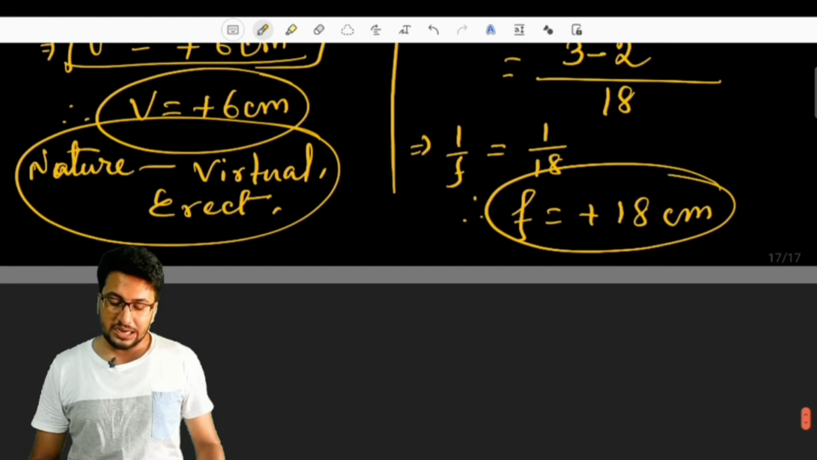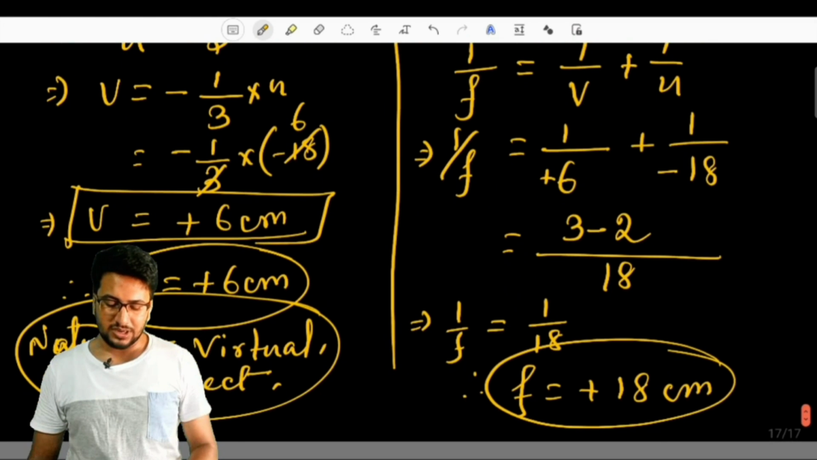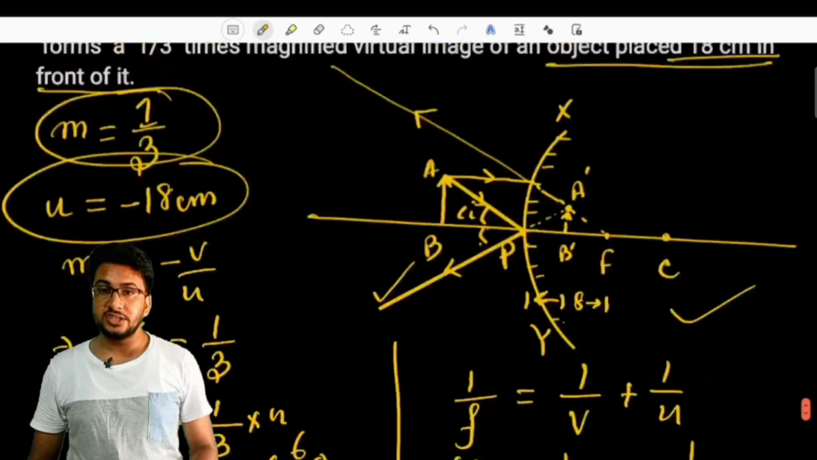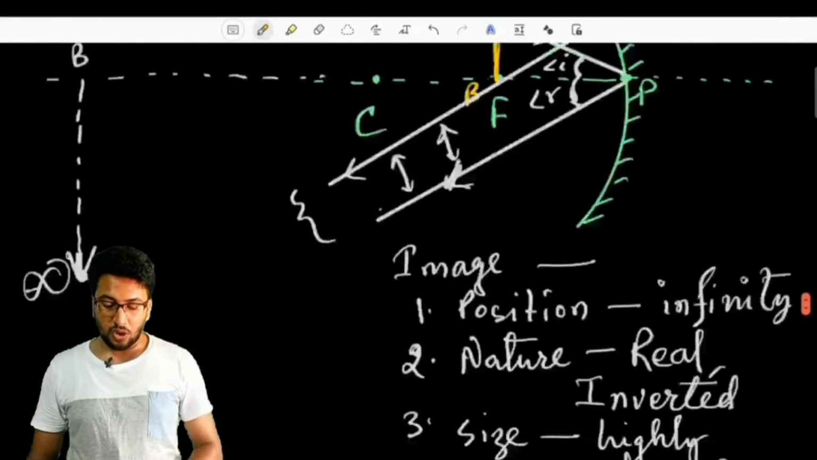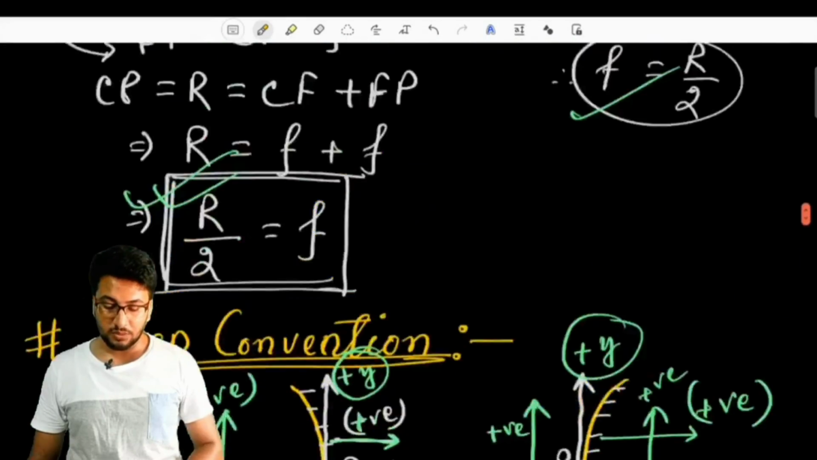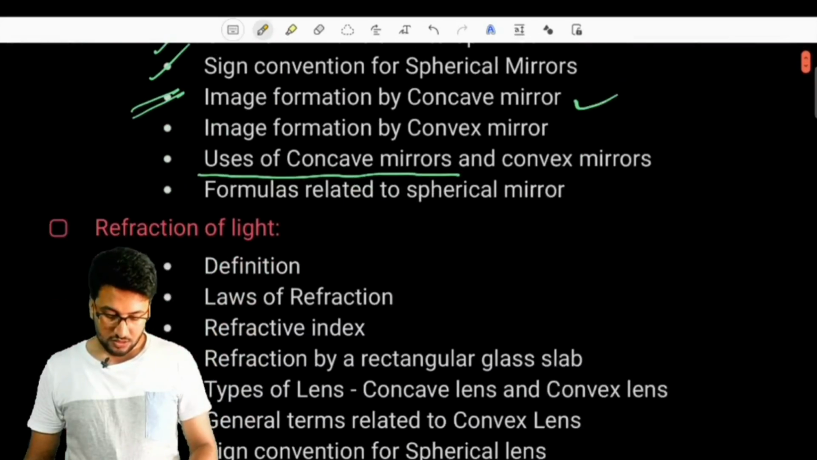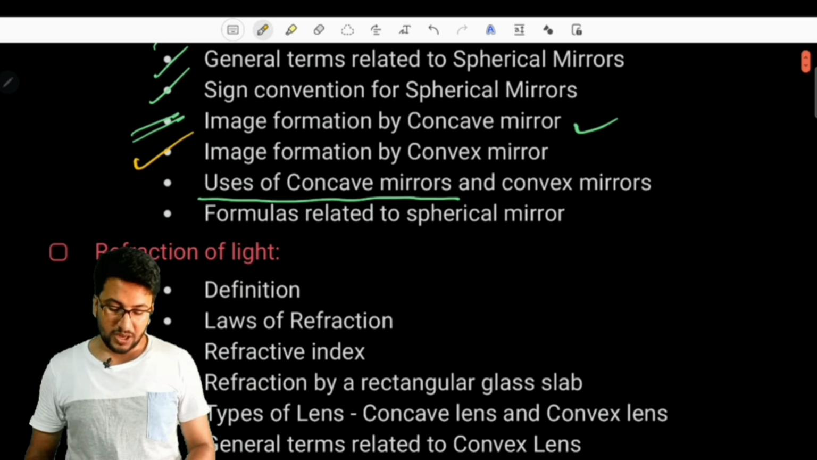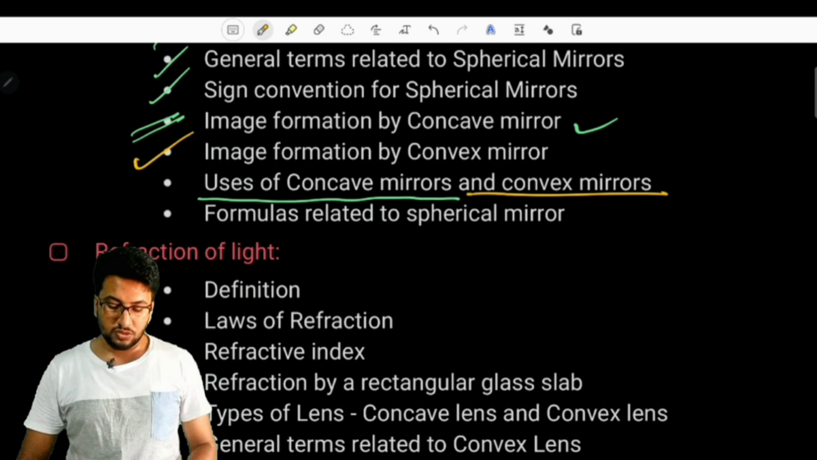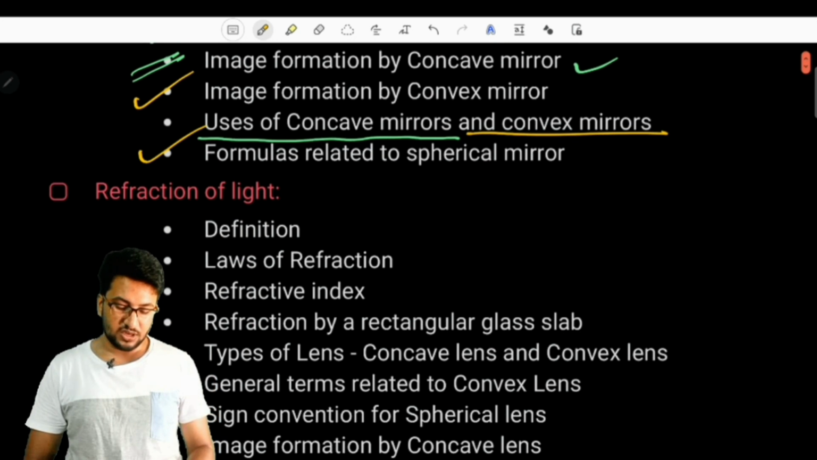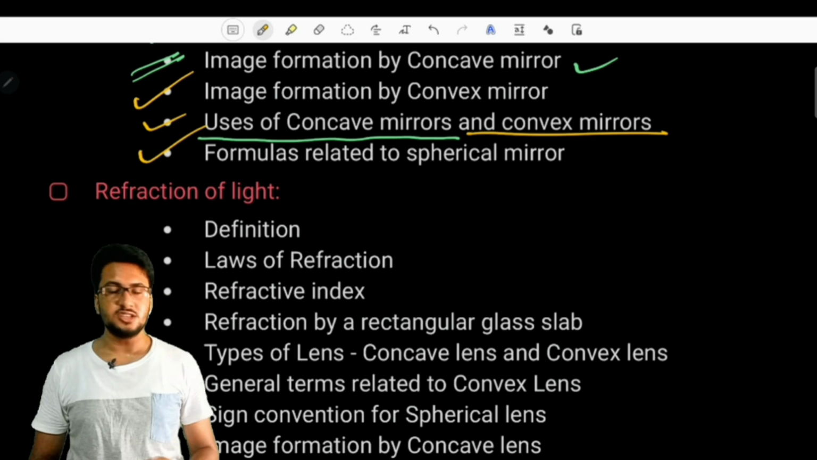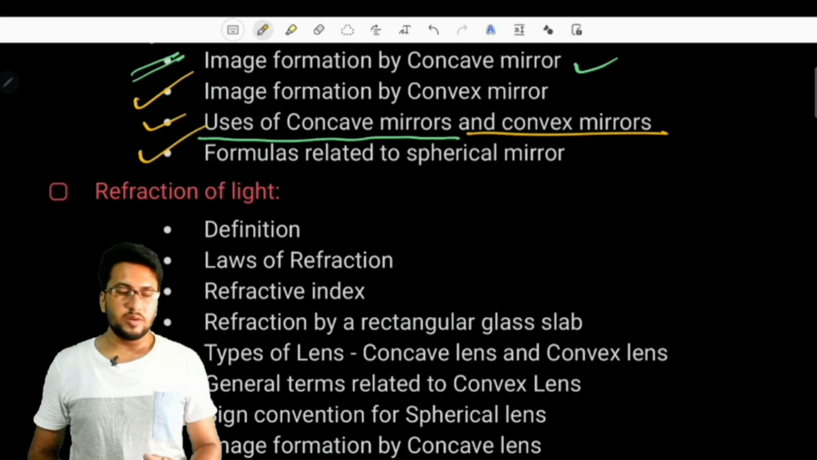Till here, let us complete our class, and we will start defining the topic of refraction. Let's see which topics we have covered. Image formation by a convex mirror is completed. The uses of the convex mirror are completed. Formulas related to the spherical mirror, along with a few numericals, are already completed.